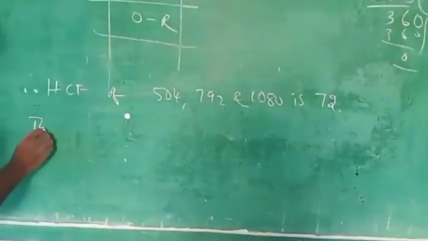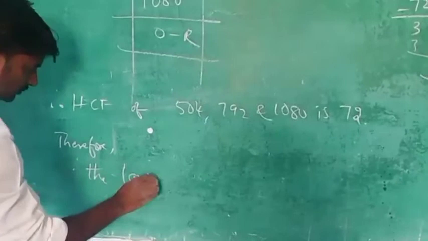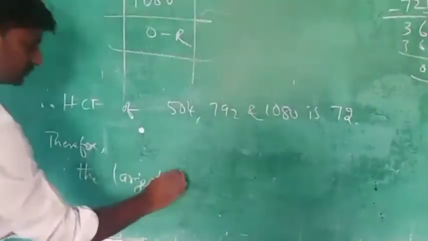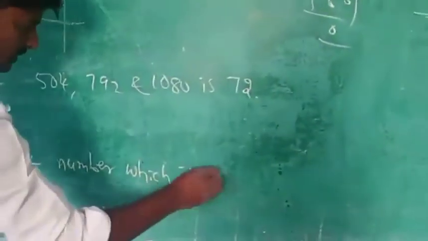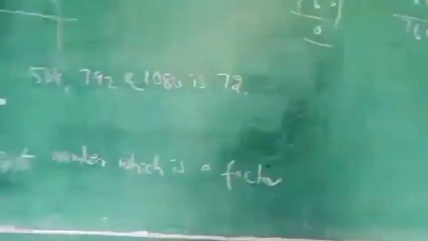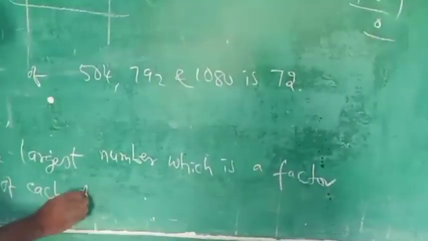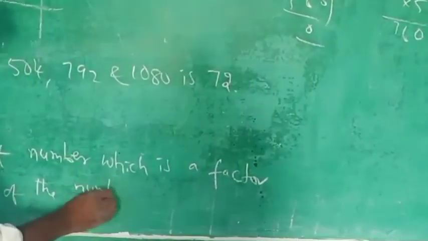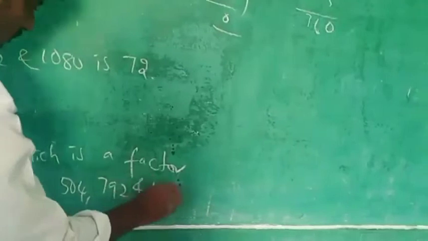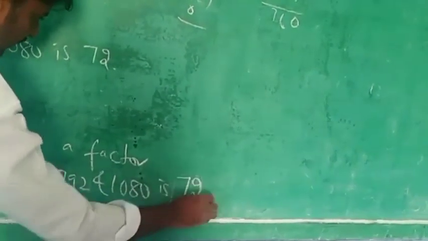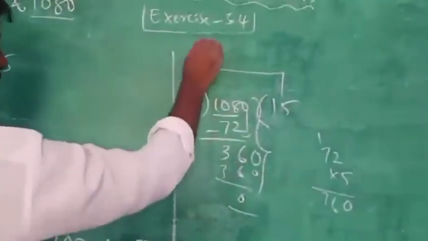So therefore the largest number which is a factor of each of the numbers 504, 792 and 1080 is what's in that? What you got? 72. In this way you have to find the answer. This is rough column, this is rough column. In the rough column you have to copy.